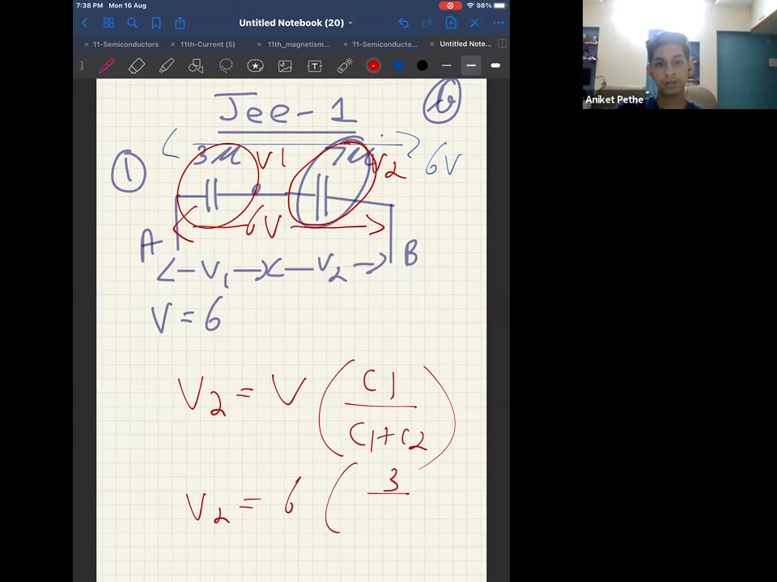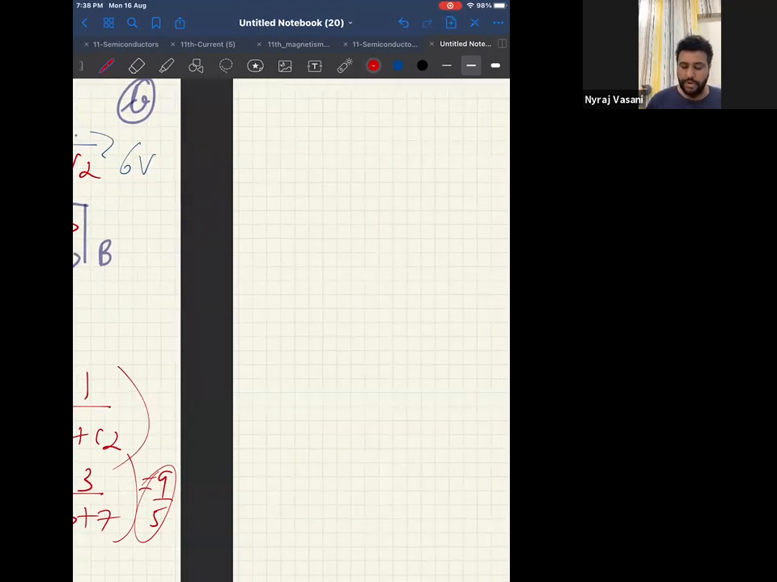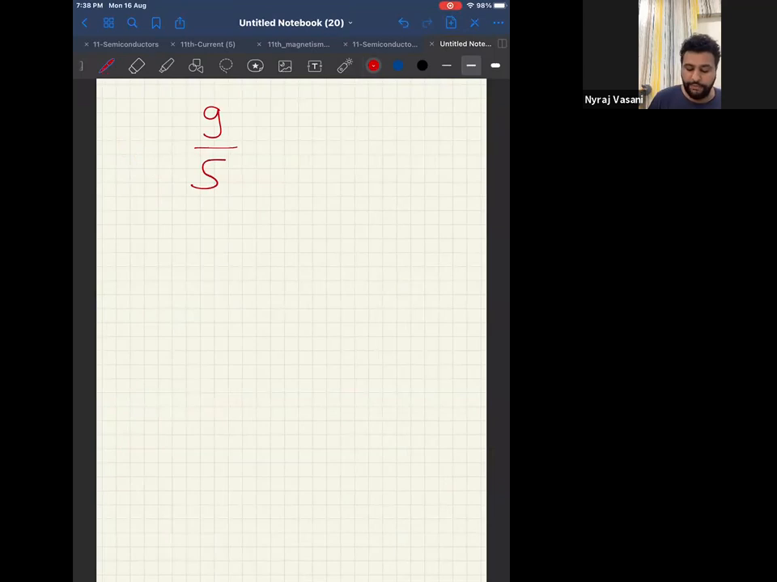1.8. 6 into 3 divided by 3 plus 7. Therefore, can I say it is 9 by 5? Easy. Now, 9 by 5 is the voltage across this. Voltage. Now I need charge. What is charge? Q equal to C into V. Therefore, answer is 9. Is it clear?